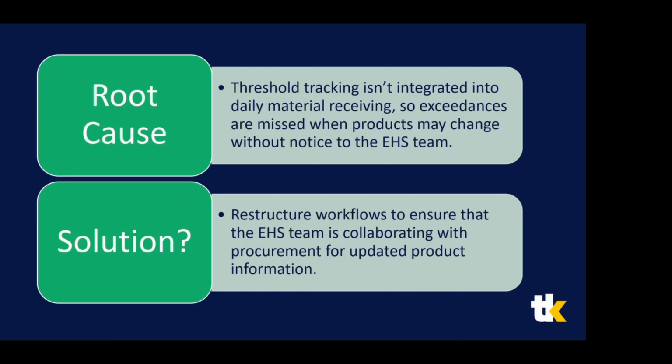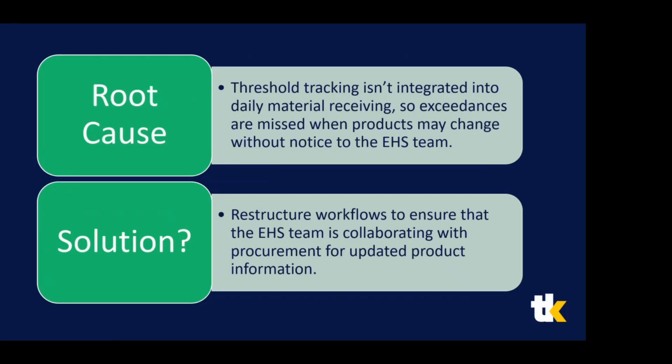And so the result of that analysis is that our root cause is that threshold tracking for TRI isn't integrated with the daily material receiving, and so exceedances are missed when products may change on the floor without notice to the EHS team, or the EHS team wasn't checking with the actual people using the chemicals. So what might the solution be? The solution might be to restructure workflows to ensure that the EHS team is making an active effort to collaborate with procurement for updated product information.